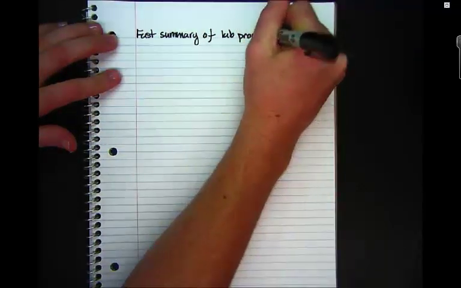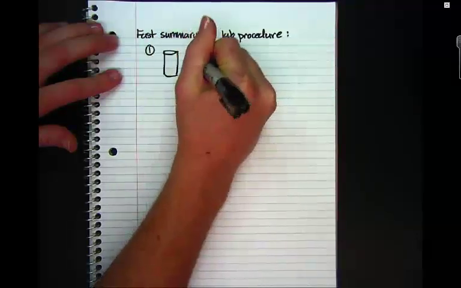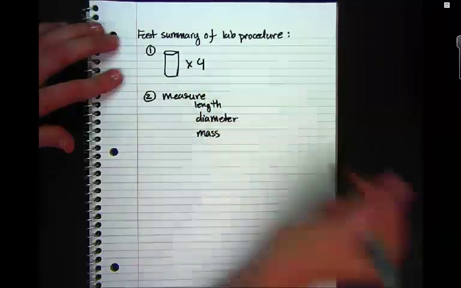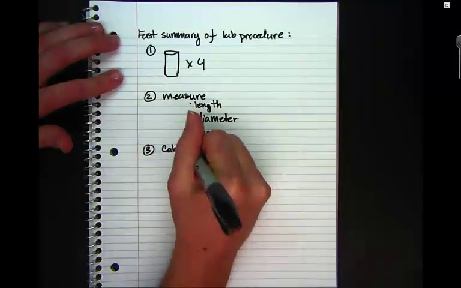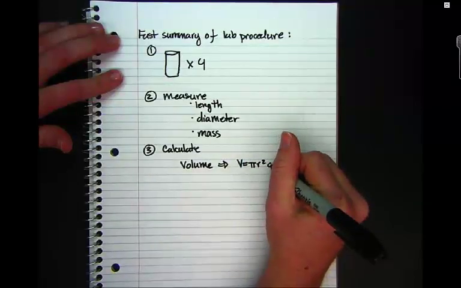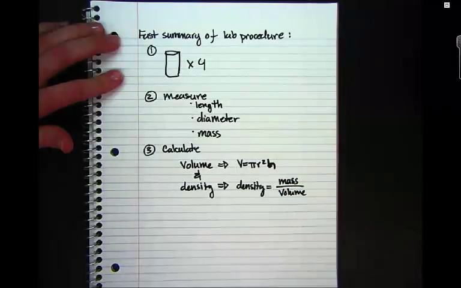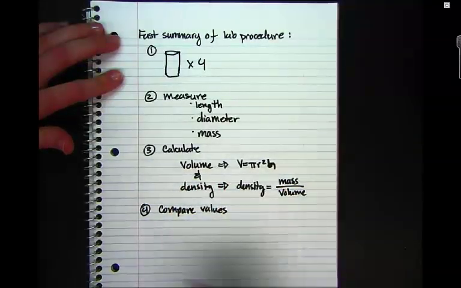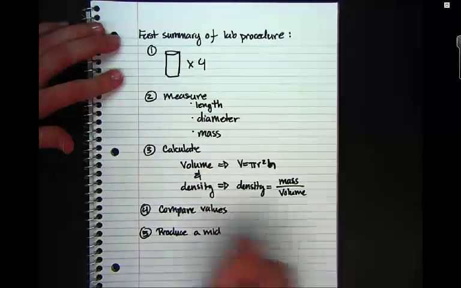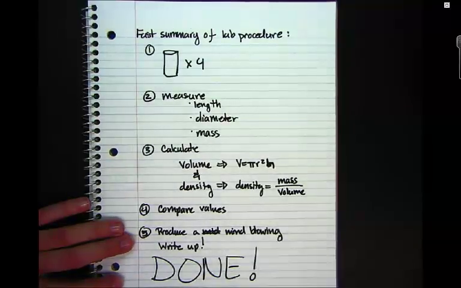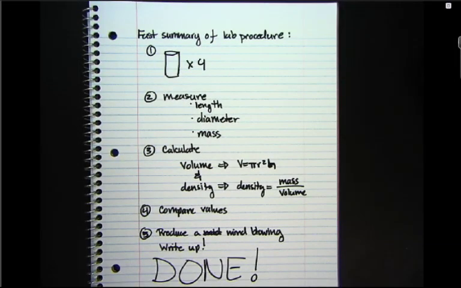Whew, fast. All right, so a quick run through of the actual procedure that you'll be doing in lab today. First, you're going to go ahead and get your four metal cylinders. Yay! Then you're going to measure the length, diameter, and mass using your new tools. Woo! Then you're going to calculate the volume of each cylinder and then the density of the cylinder. Now the density values are what you're going to be comparing to an accepted value. So you're going to be comparing an accepted value to an experimental. Okay? Then you're going to produce a mind-blowing write-up, which I'm going to read, and then you're done. And life is good. And that is the end of lab today.